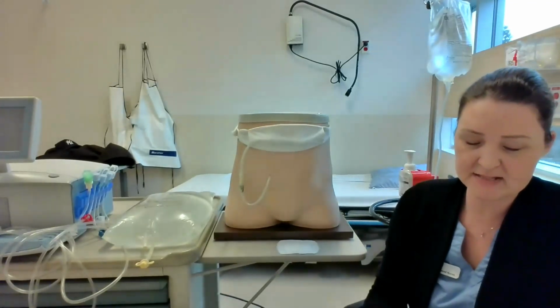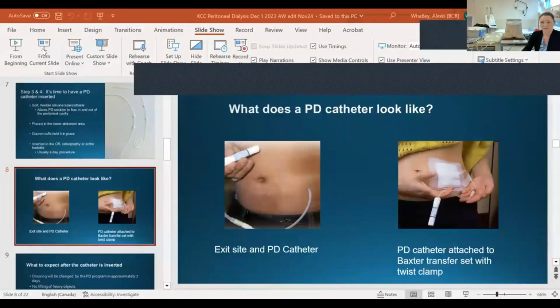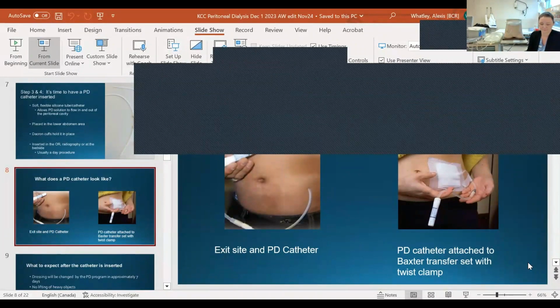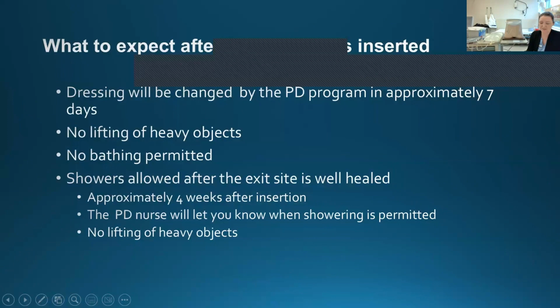So what to expect after the catheter is inserted? So the dressing will be changed by the PD program in approximately 7 days. No lifting of heavy objects, no bathing permitted, except for showers are fine after the exit site is well healed, approximately 4 weeks after the PD catheter is inserted. Your PD nurse will let you know when showering is permitted.